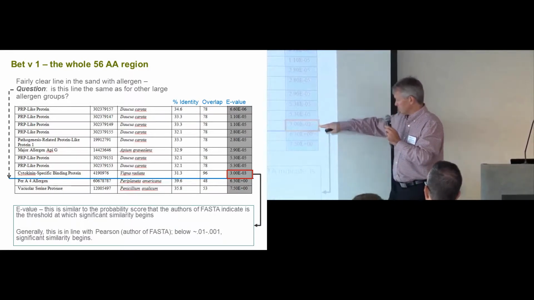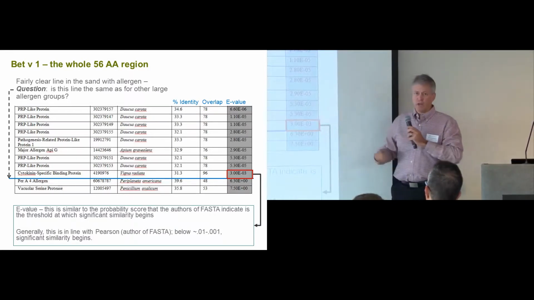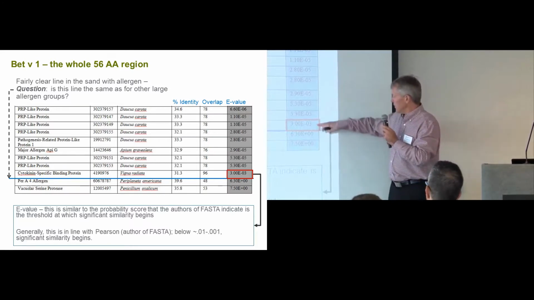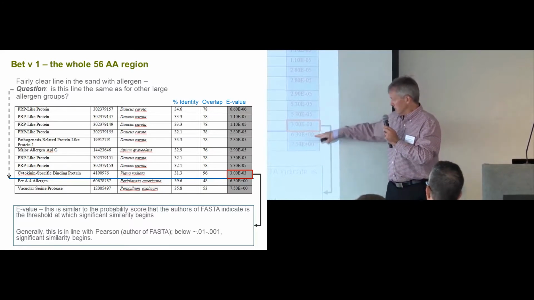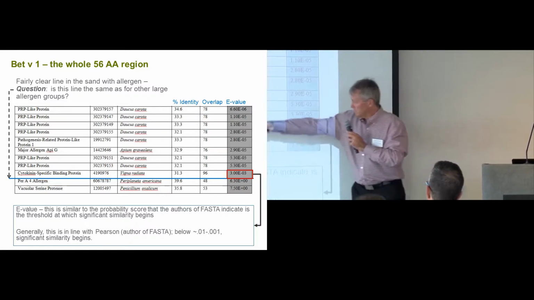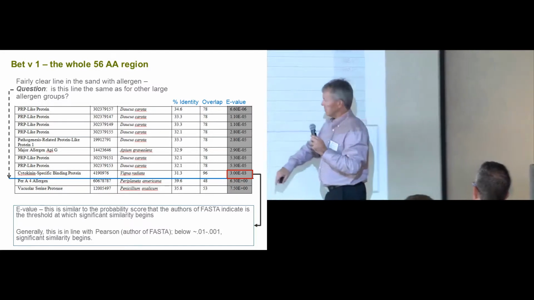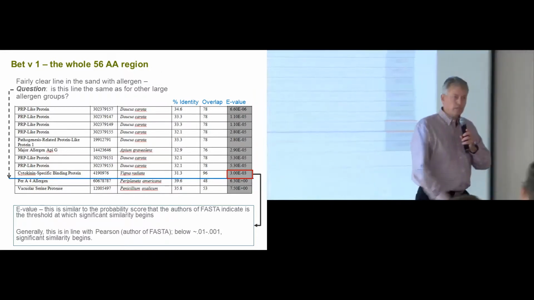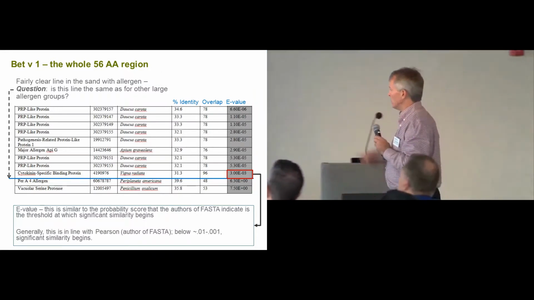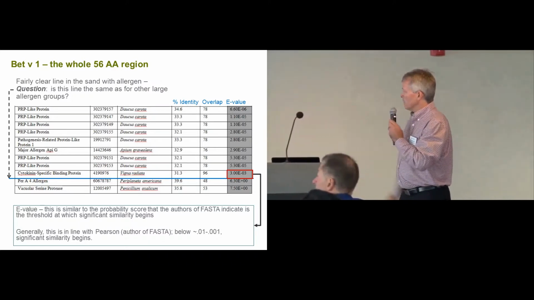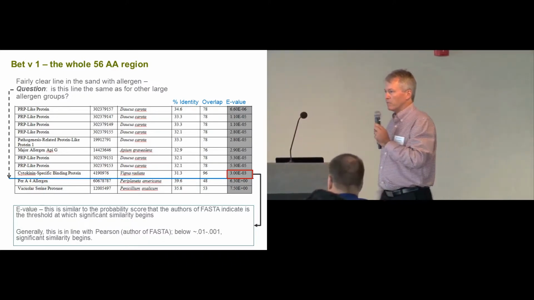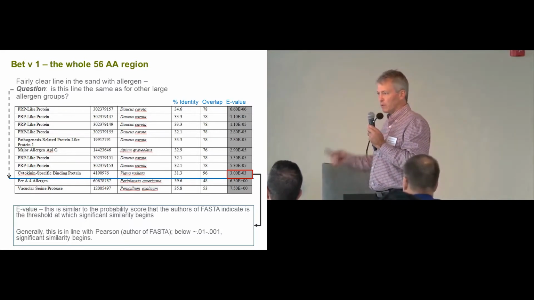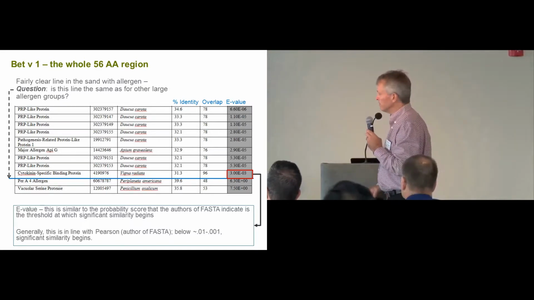I'm right here approaching the borderline of what the authors of the FASTA algorithm say you should pay attention to. And then there's a pretty clean break here, at least in E-value. And I start to have irrelevant similarity in terms of the class of protein. So in that case, a pretty clean line in the sand with our largest group of molecules in the allergen database where we know cross-reactivity exists.